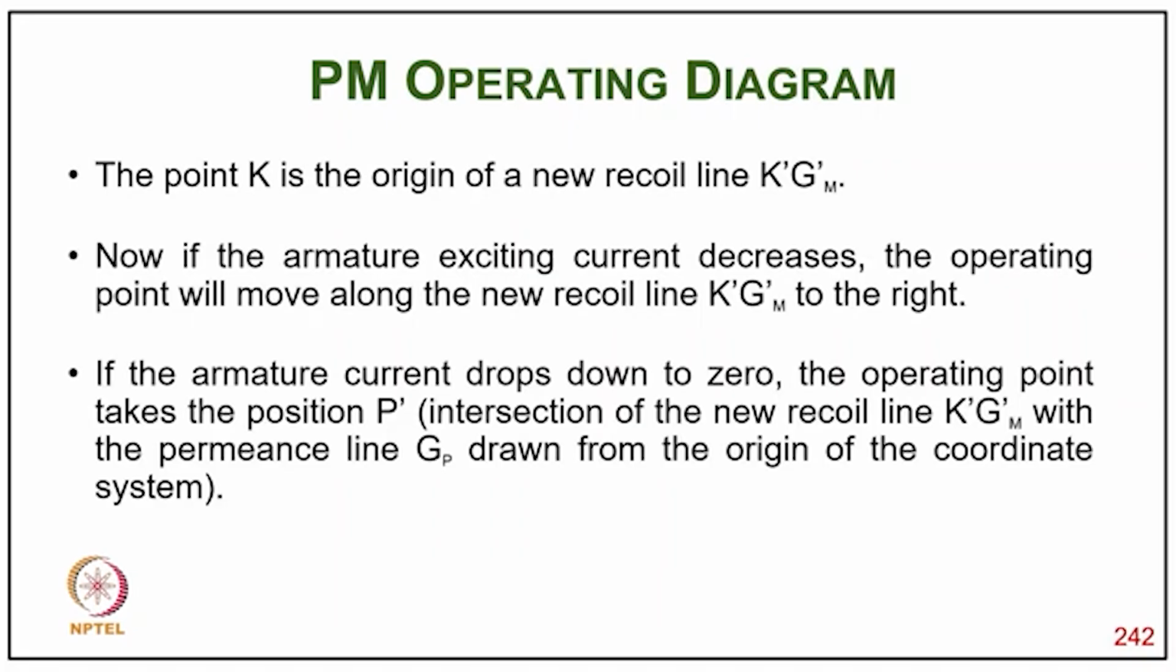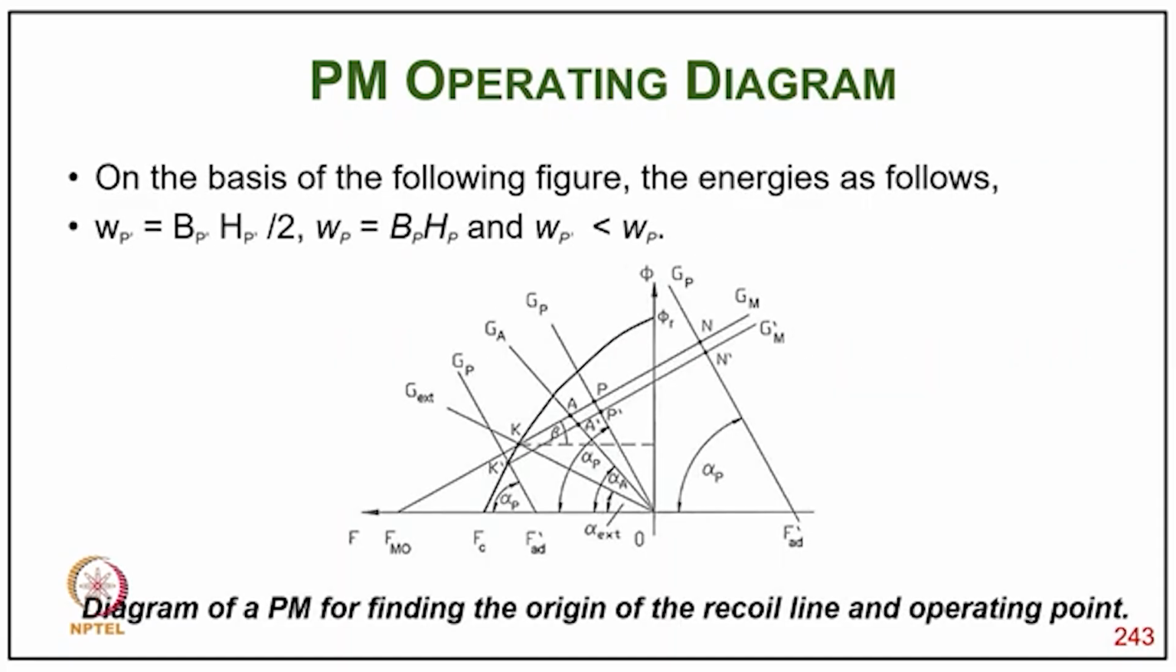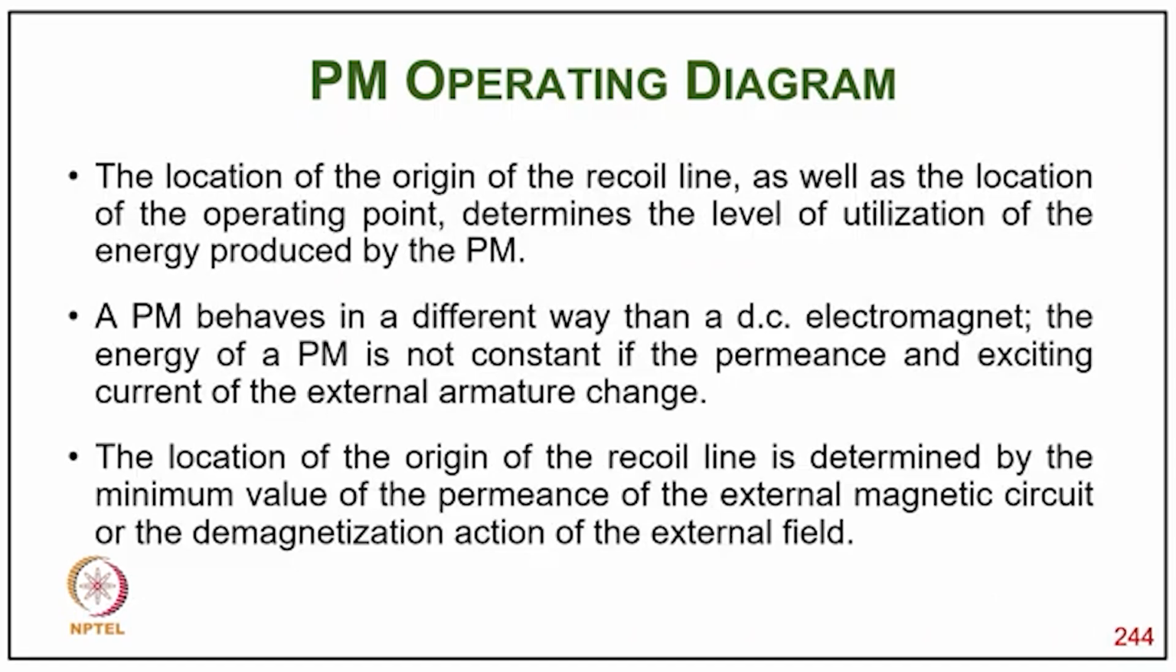Now, if the armature exciting current decreases, the operating point will move along the new recoil line K dash Gm dash to the right. And if the armature current drops down to 0, the operating point takes the position Pm dash, the intersection of the new recoil line K dash Gm dash with the permeance line Gp drawn from the origin of the coordinate system. And owing to the basic following figure, the energy is as follows: Wp equals Bp Hp by 2, or Wp dash equals Bp dash Hp dash by 2, where Wp dash is much less than Wp. Diagram of PM finding the origin of recoil and operating point.